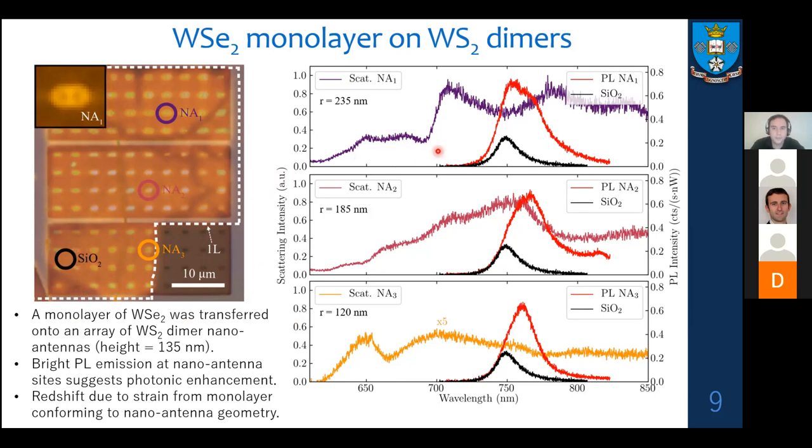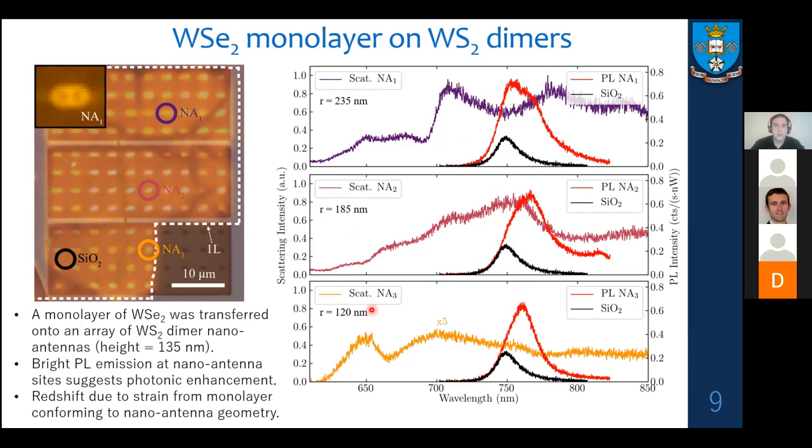And here on the right, we've measured the dark field spectra from each of these nano antennas that are singled out and are exemplary for the arrays. We see that the scattering cross section will overlap to a varying degree with the PL measured at each nano antenna site. But each nano antenna site leads to much brighter PL compared to silicon dioxide, which is shown in black here.